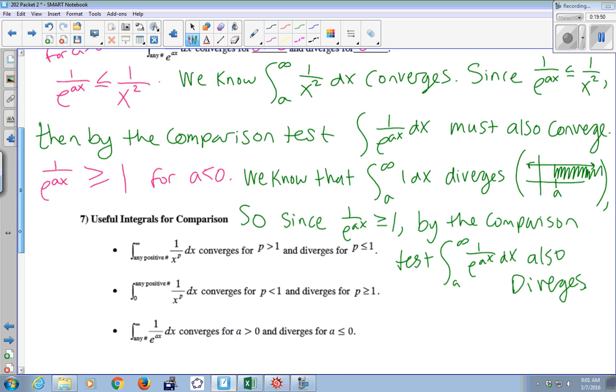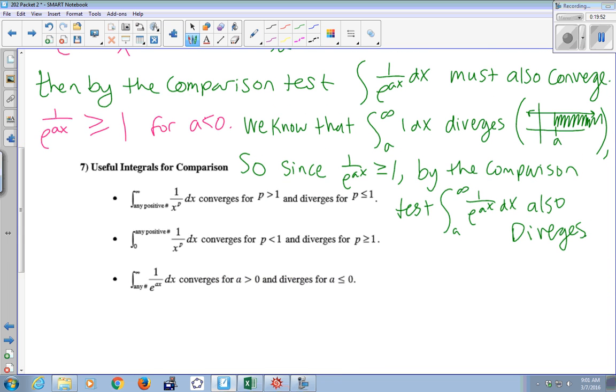All right, so number 7 here are useful integrals for comparison. I'm going to give you, in your activities and in your homework, random integrals, and you're going to have to compare to one of these three, or some variation on them, as your comparisons. So you have 1 over x to the p, whether you're going from a number to infinity or 0 to 1. And then you have 1 over e to the ax for a number to infinity.